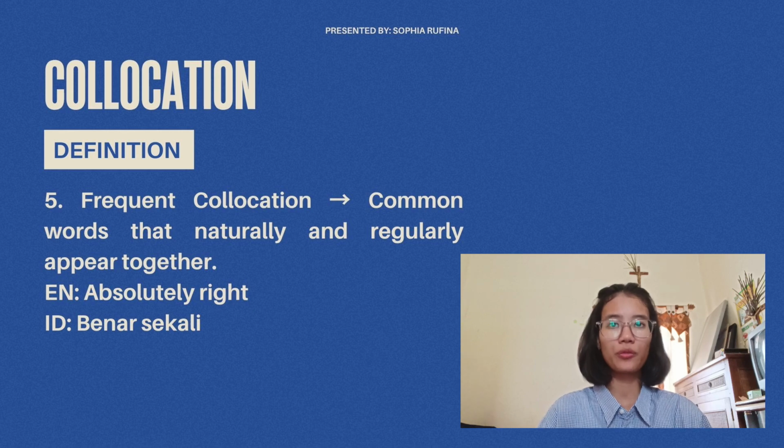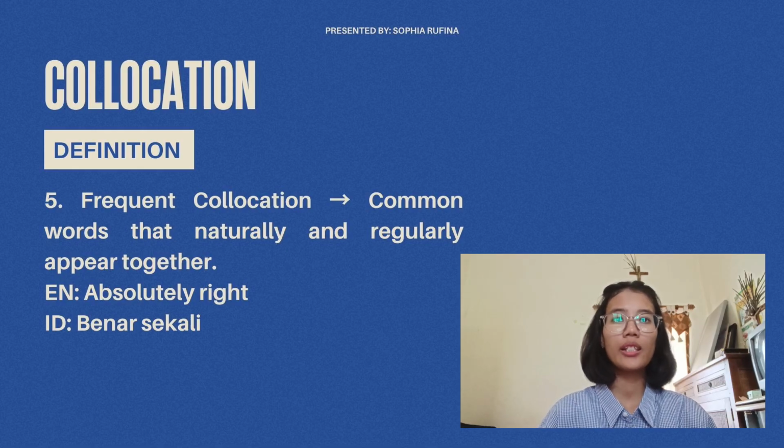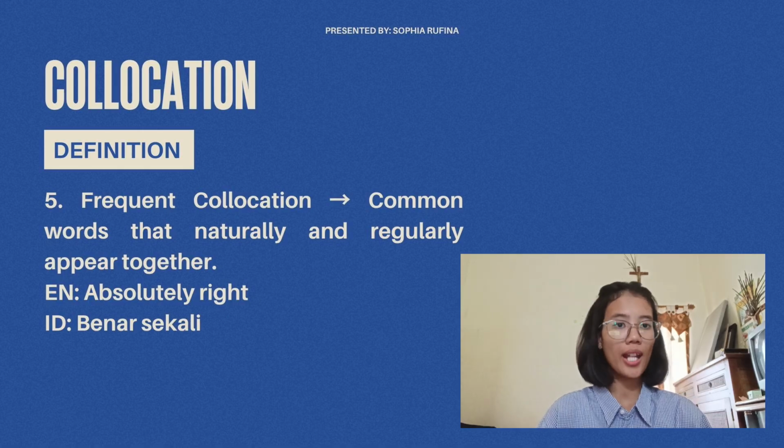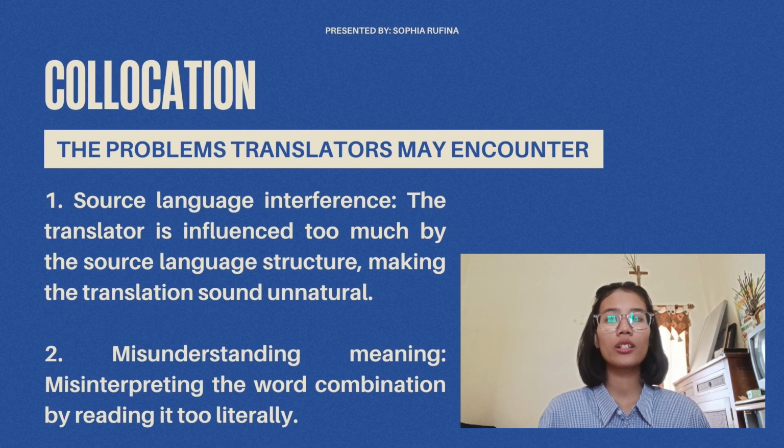Number 5 is frequent collocation. These are common words that naturally and regularly appear together in daily language. For example, the English combination "absolutely right" is frequently used and naturally translated to benar sekali. Next, here are the problems translators may encounter.